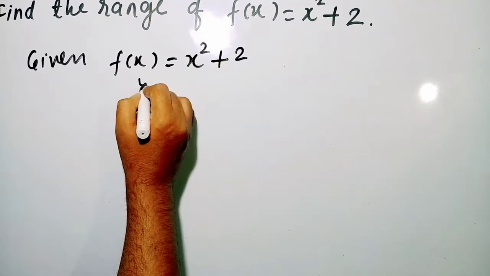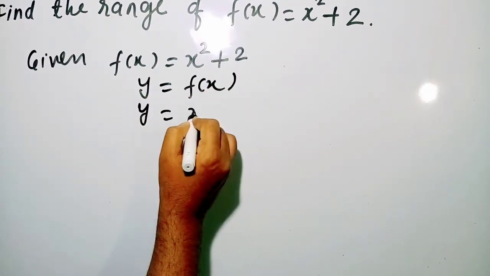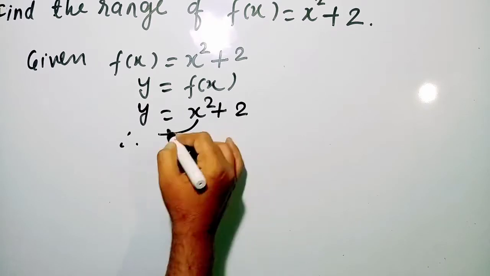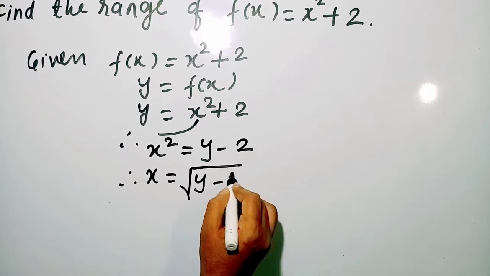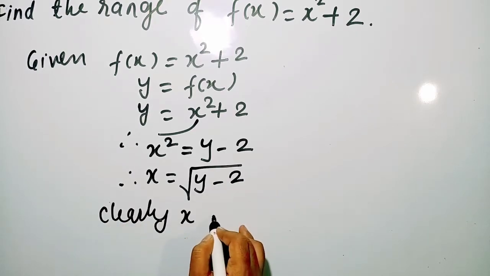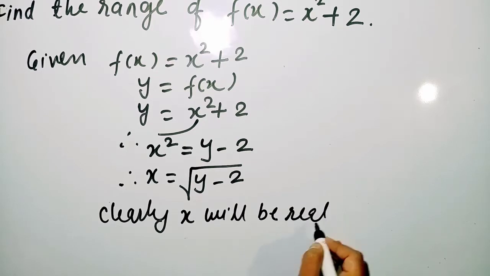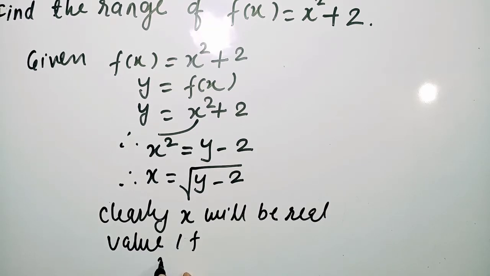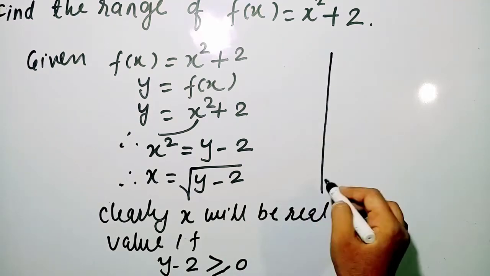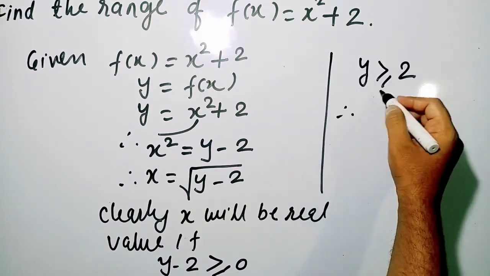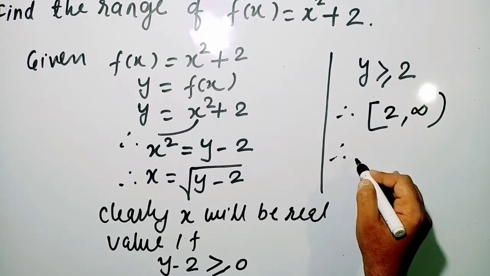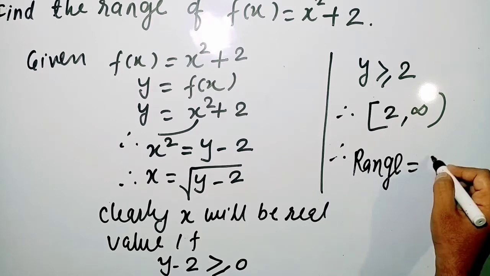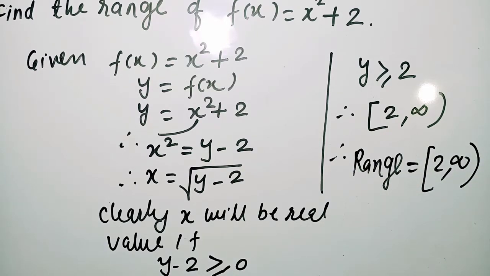Next, find the range of the function f of x equal to x square plus 2. Given that f of x is equal to x square plus 2, so y is equal to f of x. So y is equal to x square plus 2. So x square will be what? y minus 2. So x will be the square root of y minus 2. It is clear that for x to be real, y minus 2 will be greater than or equal to 0. So y is greater than or equal to 2. So we can write the closed interval 2 to infinity. Okay, students, so the range of this function will be what? Closed interval 2 to infinity. Moving to the next question.